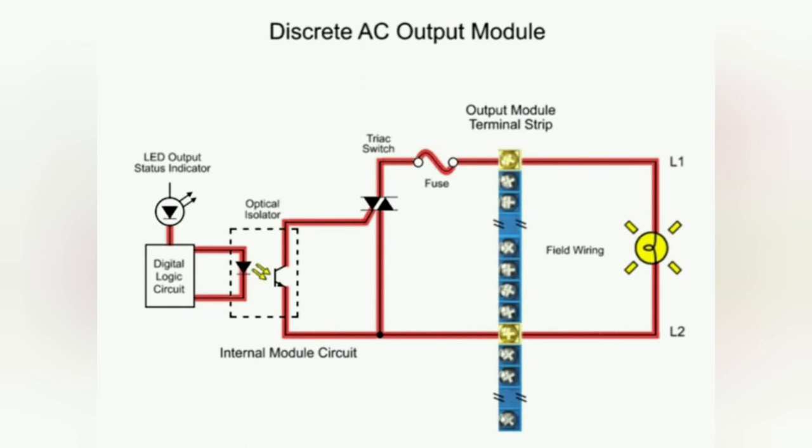Similarly, if the status of the output terminal from the CPU is 0, then the latch logic circuit will send an off-state signal to the triac through the optical isolator circuit. For off-state signals, the triac acts as an open switch and disconnects the AC power supply from the lamp. Therefore, the lamp will get turned off. In this way, control devices are turned on or off by using output modules.